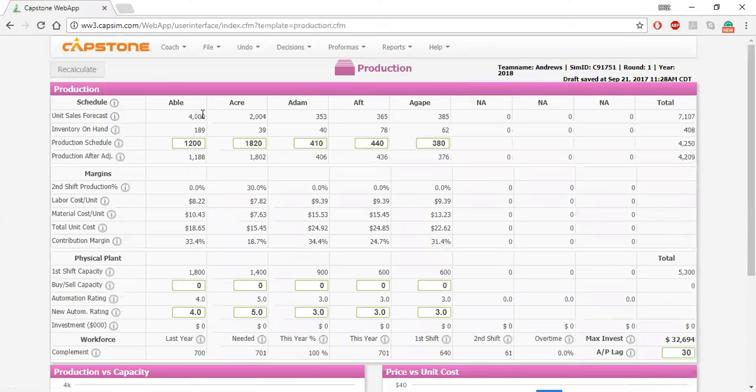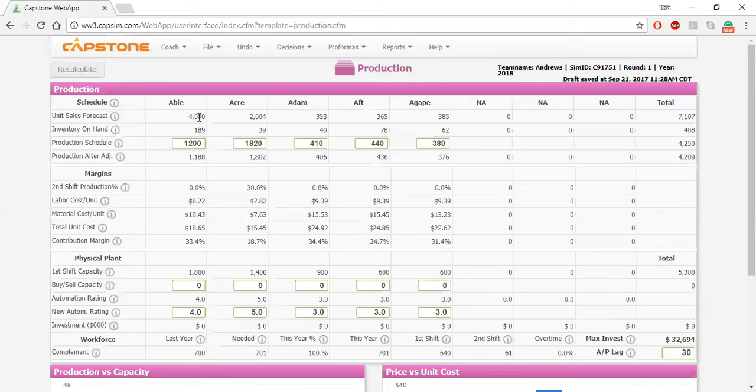I gave you a baseline method to do that. If you want a different method, I encourage you to read your player's guide. The first line on the production page is our unit sales forecast. When we create a forecast, it becomes the first line. If we don't create a forecast, the benchmark prediction is the first line. We then want to produce plus our inventory on hand to equal our unit sales forecast.